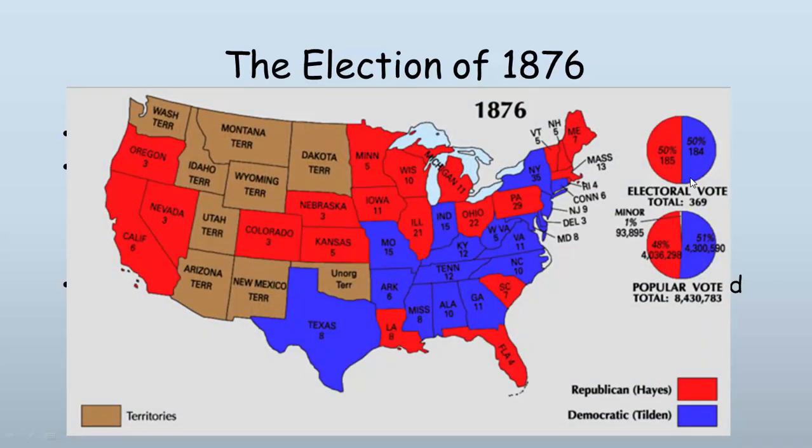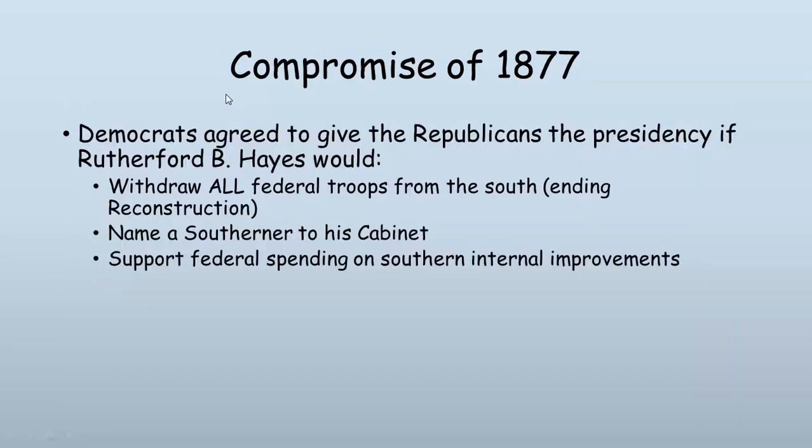Obviously, if you look at the electoral vote, it's very close. So that commission determined who was going to have the edge in the electoral vote. If we look at the popular vote, it's pretty easy to see that the Democratic Tilden, the Southern guy, probably should have won the election. But once again, there is a special commission which will decide the election, and they come up with a deal known as the Compromise of 1877.